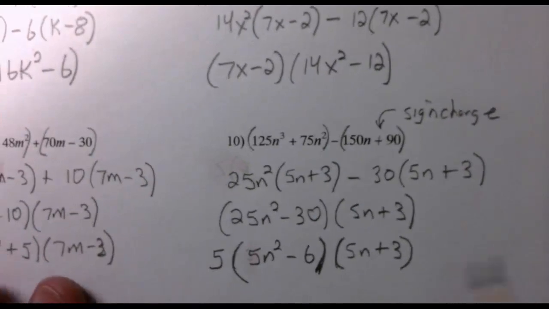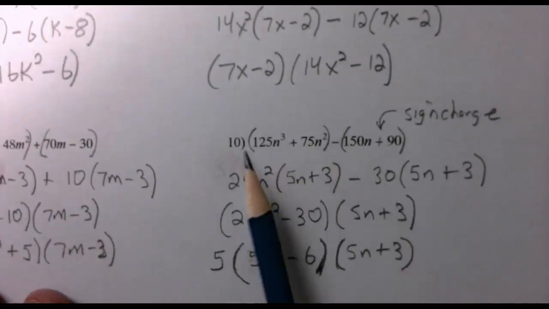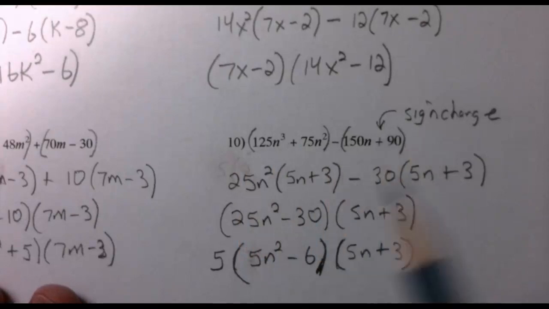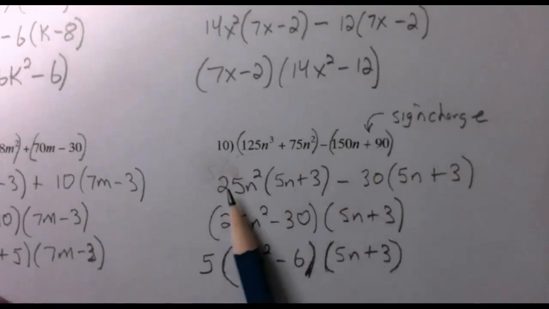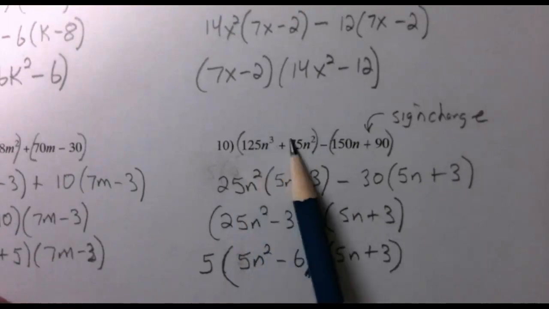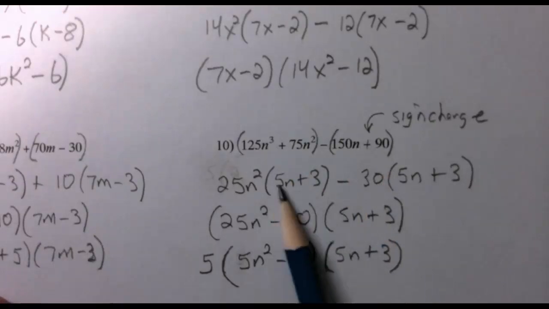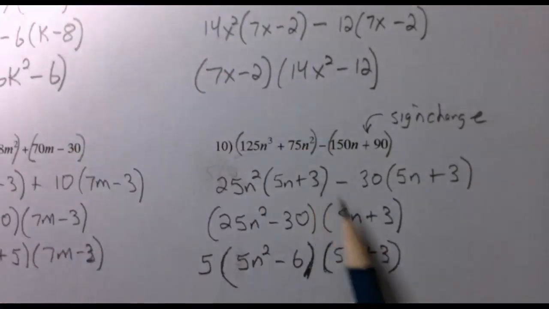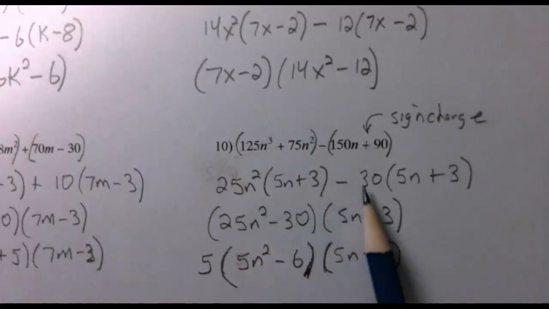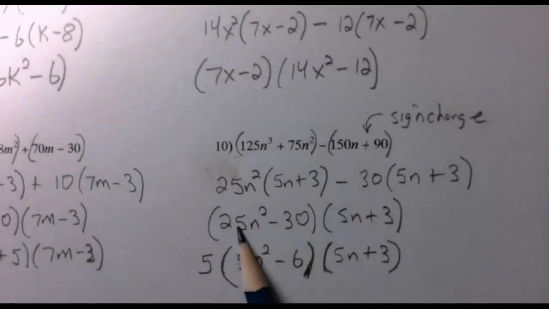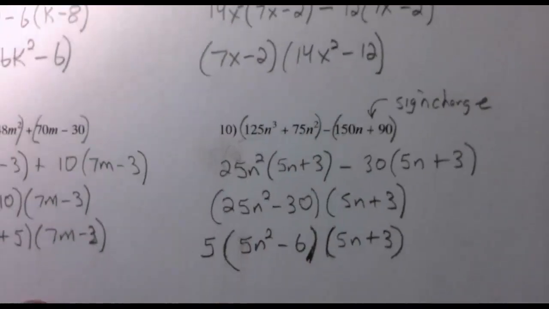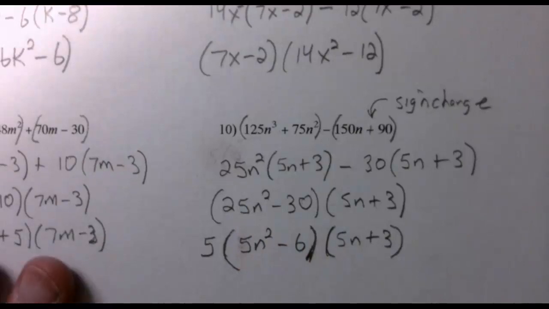That last one, same thing. Make it 2 binomials. Change the sign because that's a negative. 25n squared is the common factor of these first two, and 30 is the common factor back here. I factor out the 5n plus 3, and again, this time I put it behind here. That leaves 25n squared minus 30, which again has a common factor of 5. So I took that out of this binomial right here. All right, guys, that's it. Thanks.